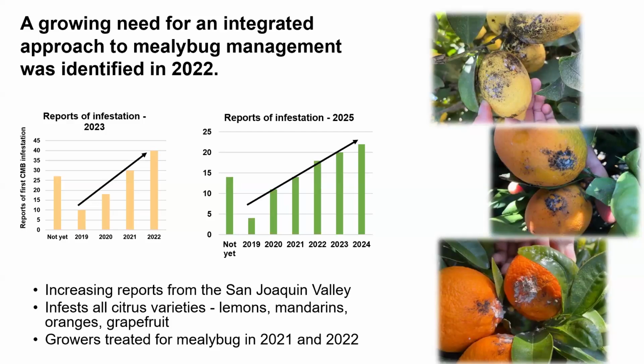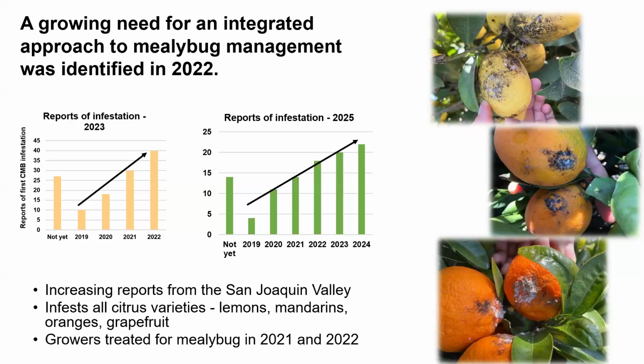2019 is when a lot of you started seeing mealybug, which has constantly increased as shown in the survey results here. And in 2022 there was a growing need for an integrated approach to mealybug management. This was due to increasing reports all over the San Joaquin Valley in all citrus varieties, and some of you started treating in 2021-22. But because this insect was never a pest in California citrus systems, it was one of the understudied pests.